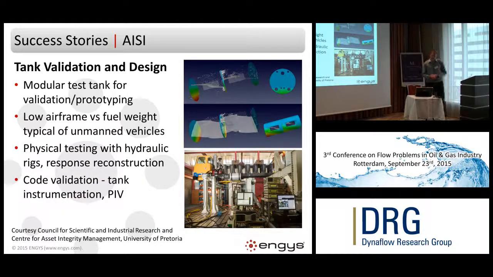And then within the same project, it's also being used as part of a modular tank validation and prototyping system. Basically, a tank is manufactured with these windows on the side used for taking measurements and instrumented in various ways, and this is at the moment being used to validate the code. The tank is put on a large series of hydraulic rigs and shaken around, and we're going to get a lot of data out of that that's going to provide some very valuable direct validation data for the code.